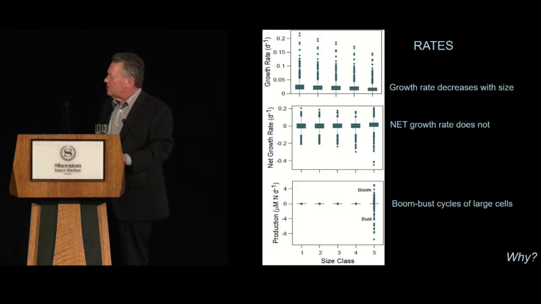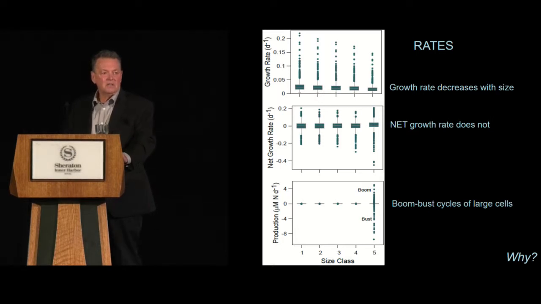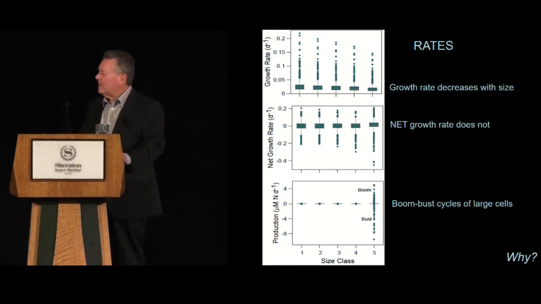And if you look at the distributions here, there is no difference in the mean net growth rate of the different size classes. The reason is that even though small cells divide faster than large cells, small cells are also consumed by faster grazing consumers than the large cells are. The net result is that there's no difference in the mean net growth rate across the 5 size classes.